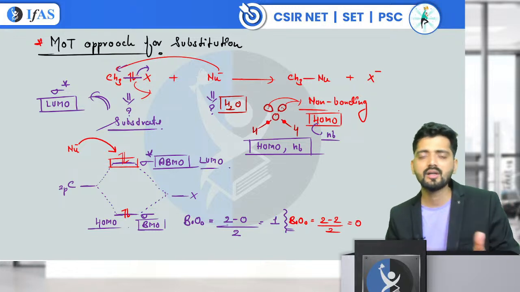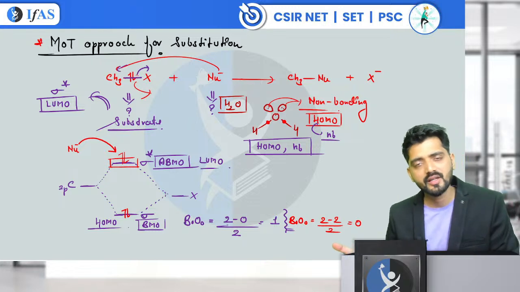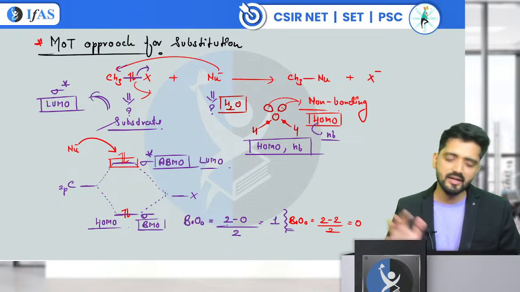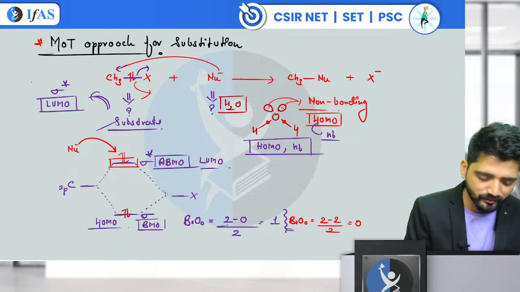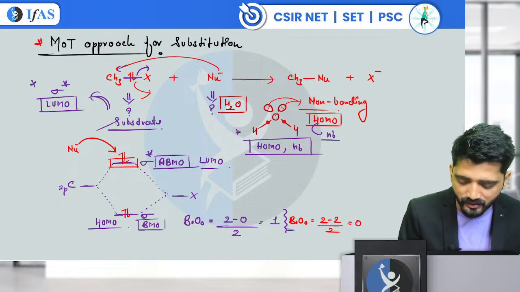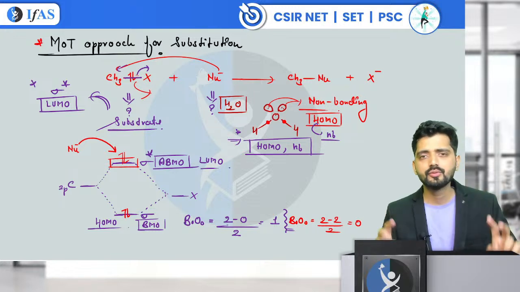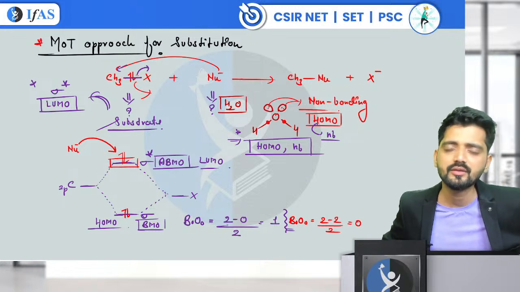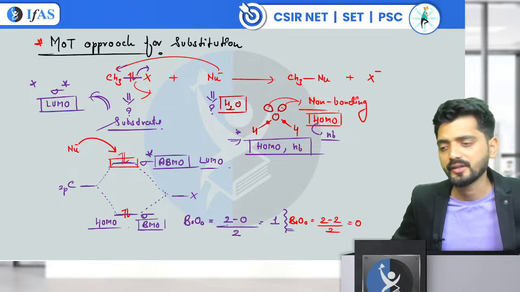A question can come for 2 marks in the CSIR NET exam, asking which orbitals are involved from the nucleophile side and which orbitals are involved from the substrate side. So here we have a sigma star orbital and here we have a non-bonding orbital. Did you get this concept of the two things? What is the HOMO in the case of the nucleophile and what is the LUMO in the case of the substrate?